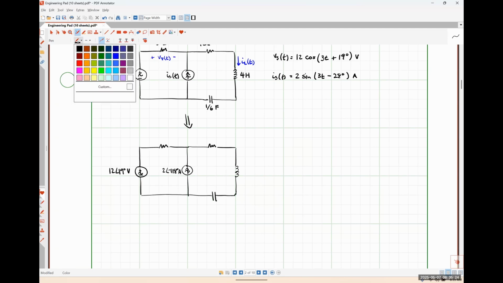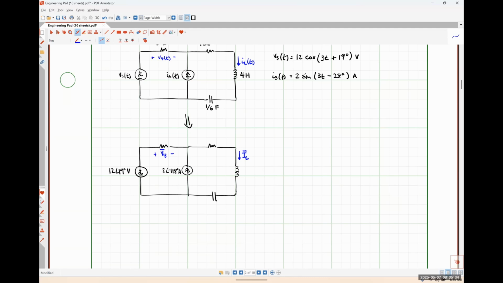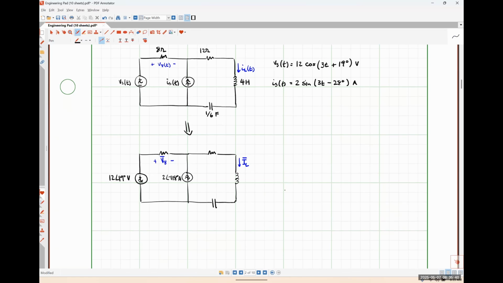While I'm at it, I'm going to go ahead and label the phasor quantities we are now trying to solve for. So that would be the phasor voltage V8 and the phasor current IL, like so. And now I'm going to go through and get my impedances, right? So my 8 ohm resistor is going to look like an 8 ohm resistor. My 12 ohm resistor is going to look like a 12 ohm resistor. What's my 4 henry inductor going to look like?